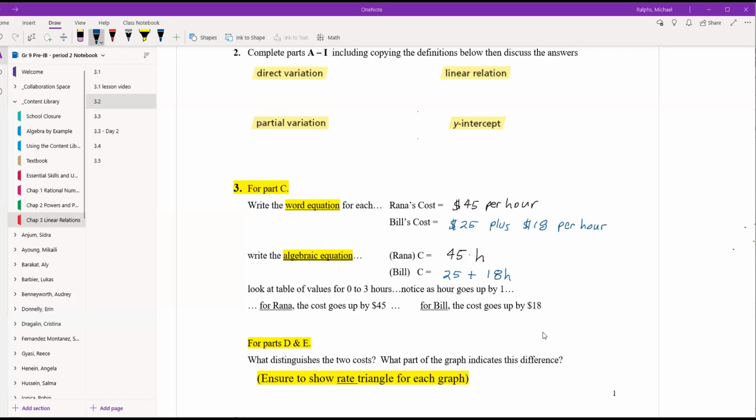Okay, what distinguishes the 2 costs? What part of the graph indicates the difference? So there's a couple things that we looked at. Now, I noticed the word here, rate triangle. Rate indicates rate of change.